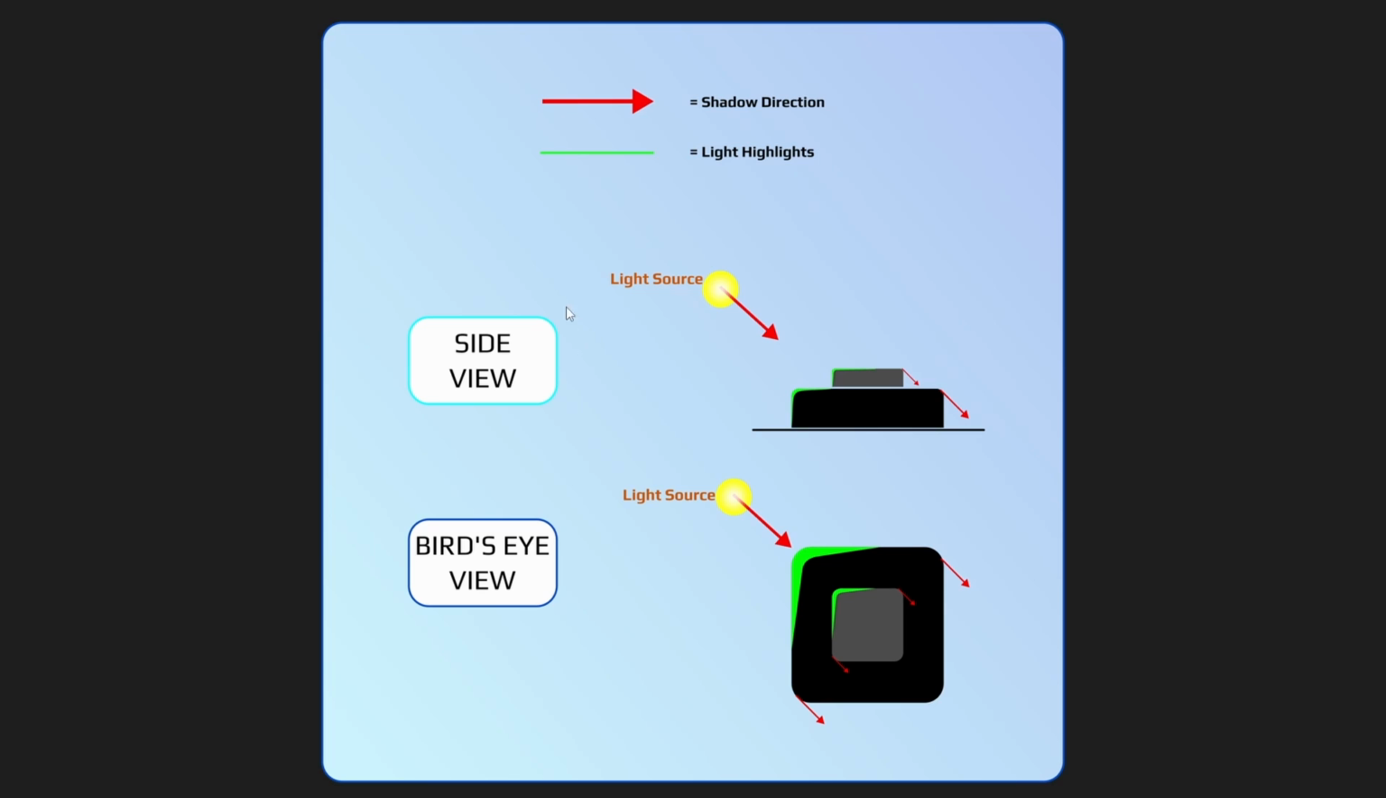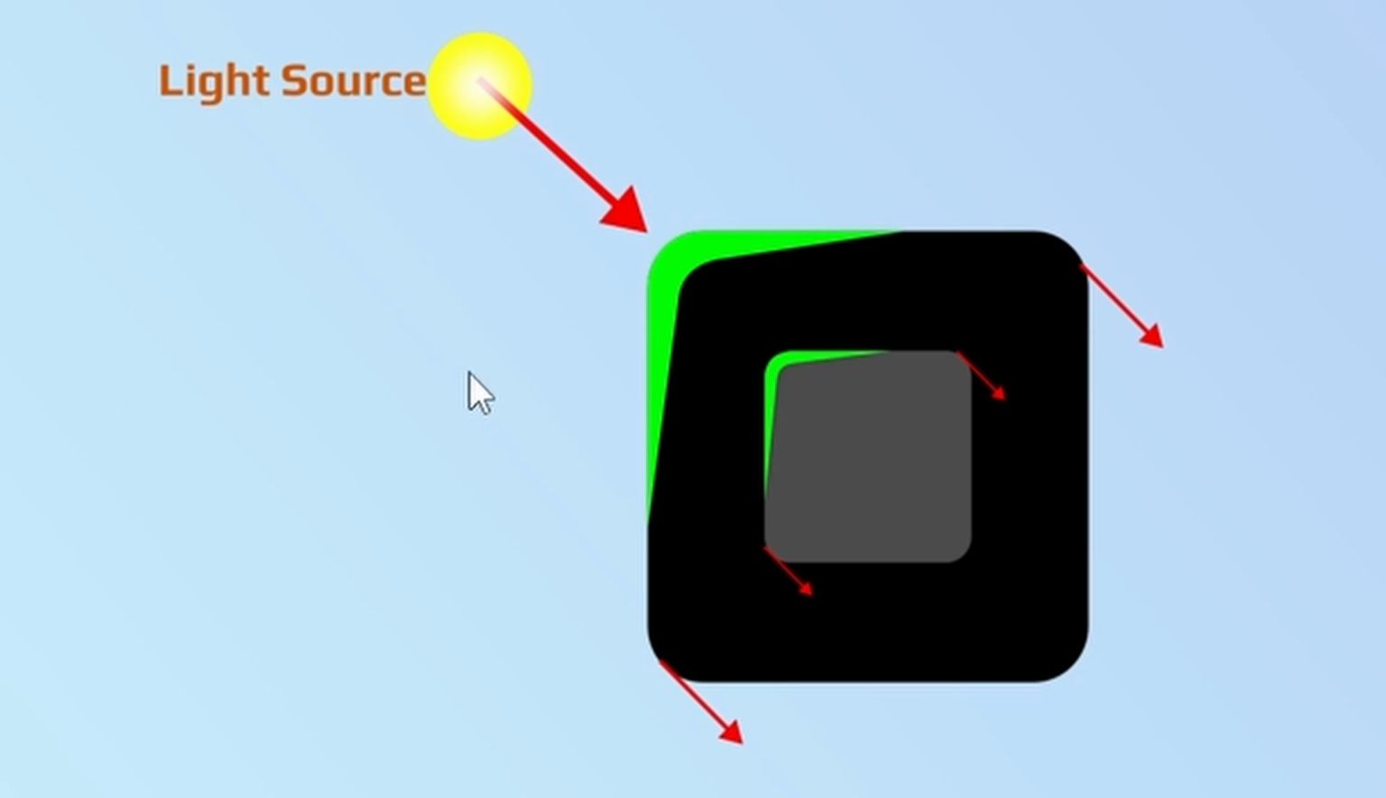Now, this is a side view of it coming from above the object and down. So obviously on the opposite side you will get shadows, and on the side that's closest to the light source you will get the highlights. Now, if you take this bird's eye view, you can see exactly what I mean. The red arrows will signify where the shadow will be cast from, and the green areas will show where the light is hitting first, so the brightest parts of your image.